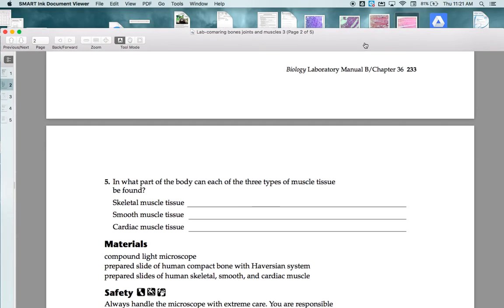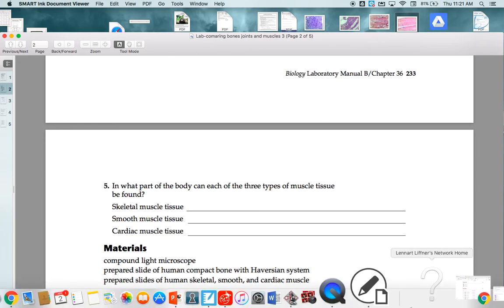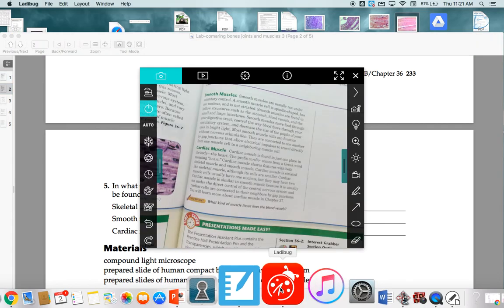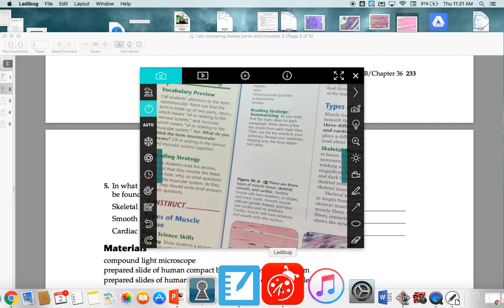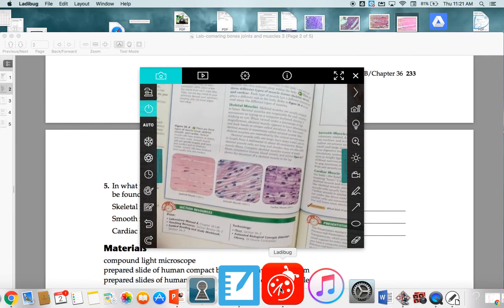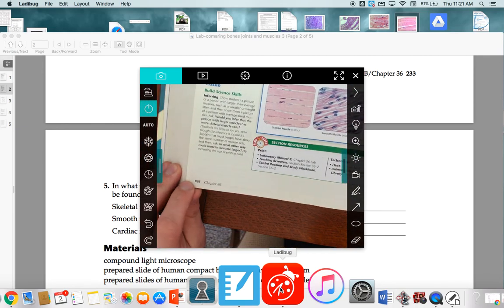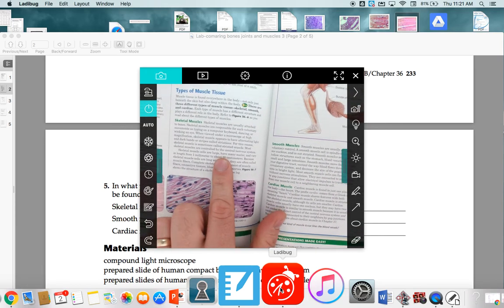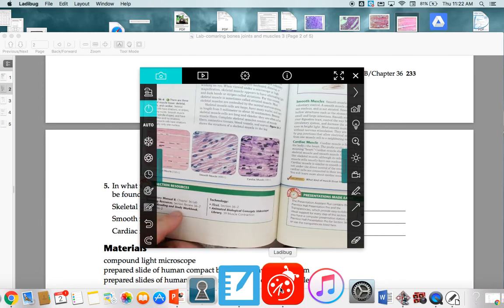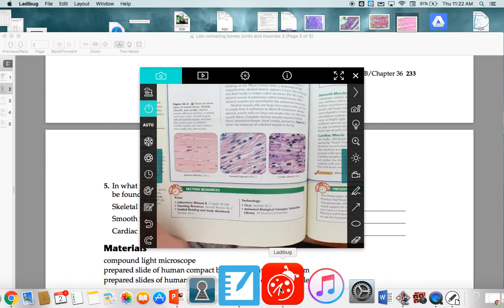If you're struggling with the muscle tissue or trying to answer those questions, you can always look in your book right here on page 926, types of muscle. So this is a little section on the muscular system. And there are the three types of muscle.